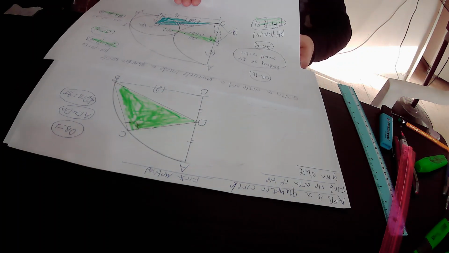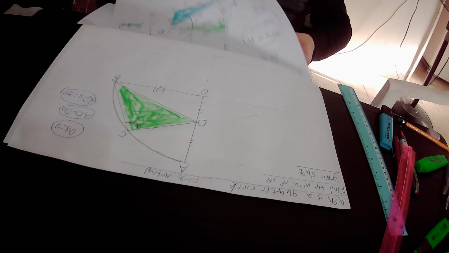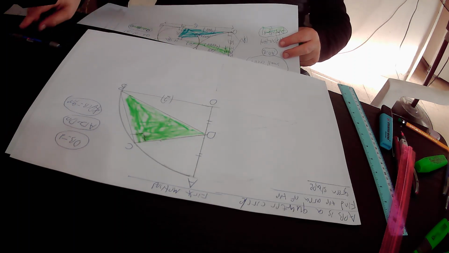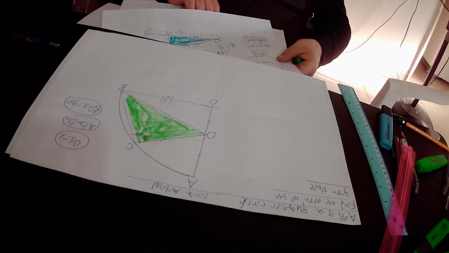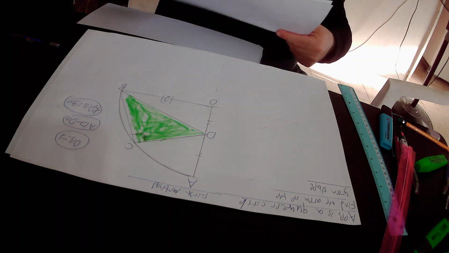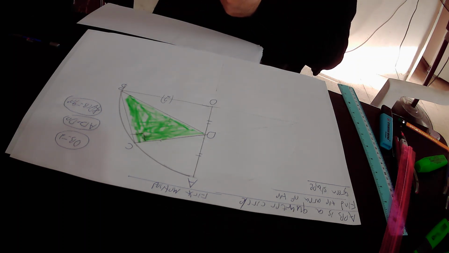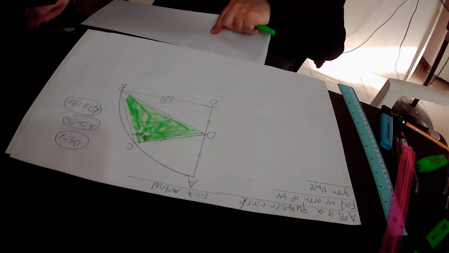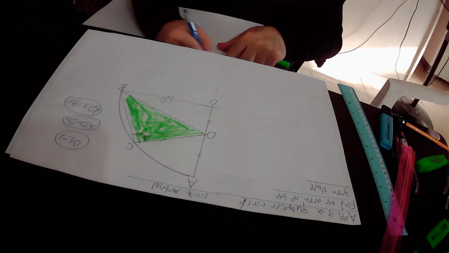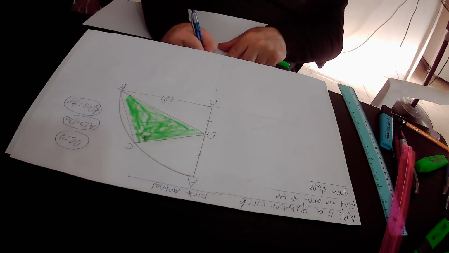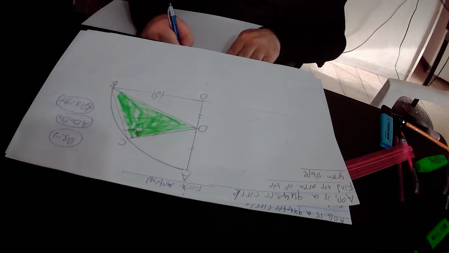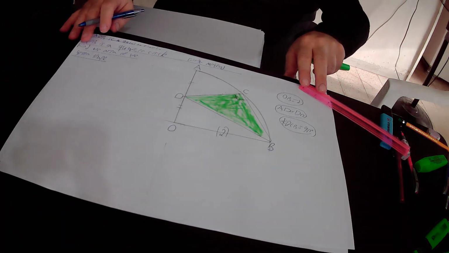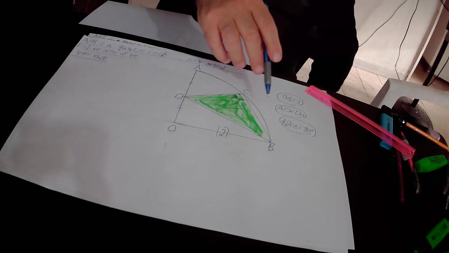In the next step, I will present to you the second question, and we'll solve the second question in 2 different methods. Our mission, the second question, is to find out the area of this green shape.